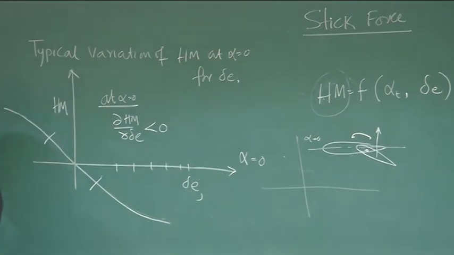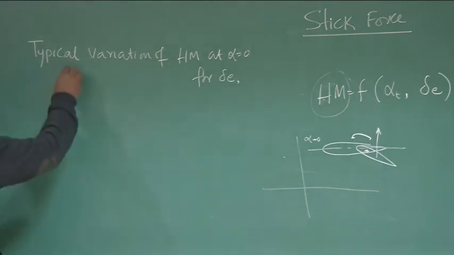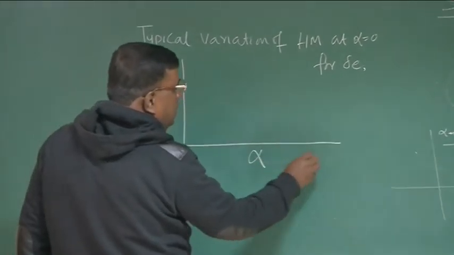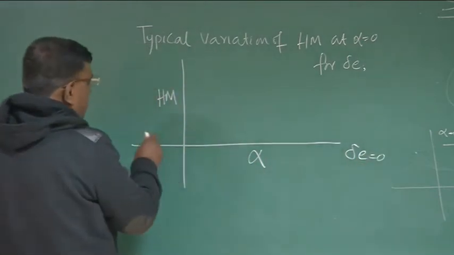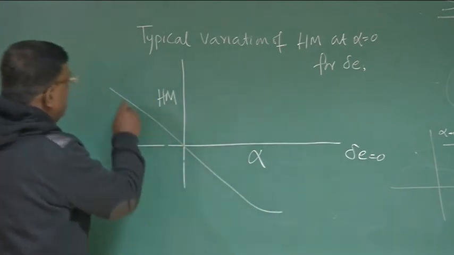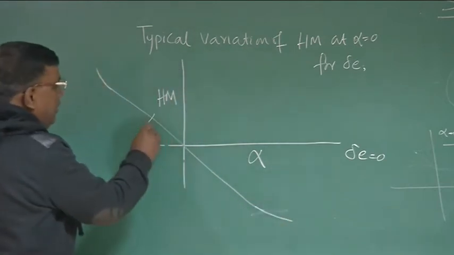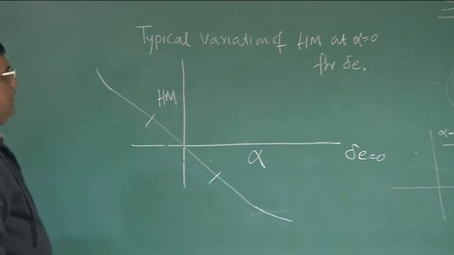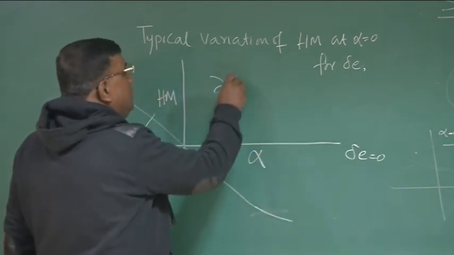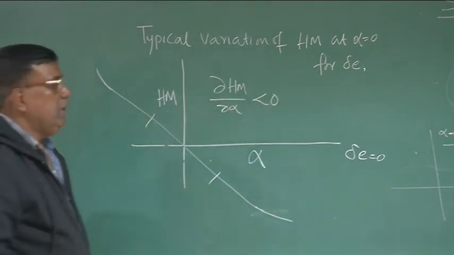Similarly, if I try to see hinge moment versus alpha at constant delta E, that diagram also looks like this. This is hinge moment and this is alpha for delta E equal to 0, let us say. There also you will find to some part it is linear, at higher alpha it tries to become non-linear, not that much, but yes. But for our interest, we will find that the variation of hinge moment with alpha at delta E equal to 0, so dHm by d alpha, is also less than 0, which physically we understand.